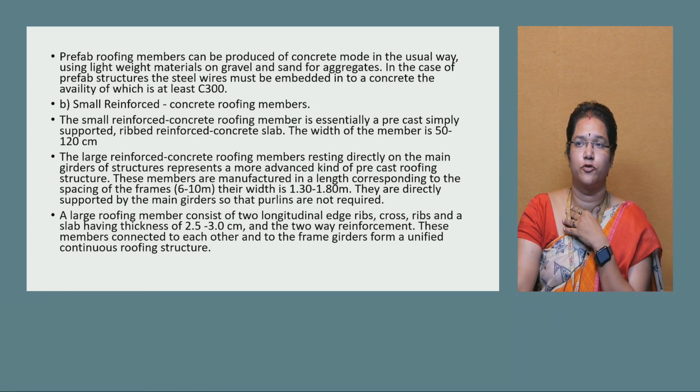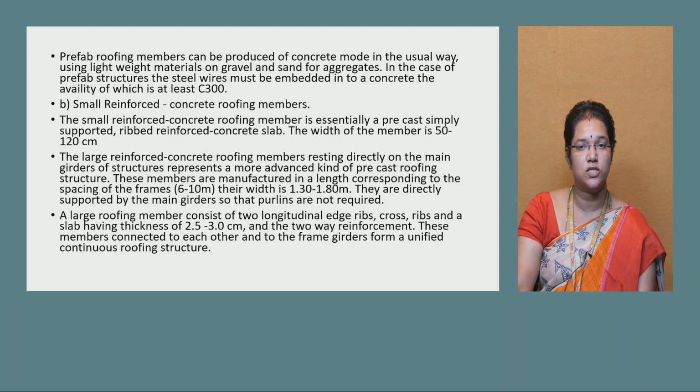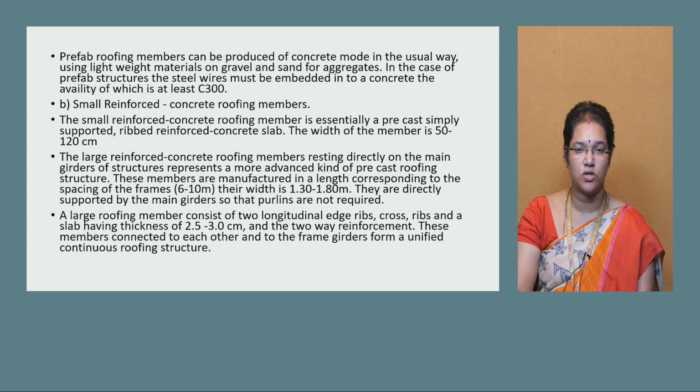Then comes the small reinforced concrete roofing materials. The small reinforced concrete roofing member is essentially a precast, simply supported, ribbed reinforced concrete slab. The width of the member is 50 to 120 centimeters. So we considered large ones, and then comes the small, with a width of only 50 to 120 centimeters. The large reinforced roofing members rest directly on the main girders, which we have already discussed. Then our structures represent a more advanced kind of precast roofing structure. These members are manufactured in a length corresponding to the spacing of the frames, 6 to 10 meters.